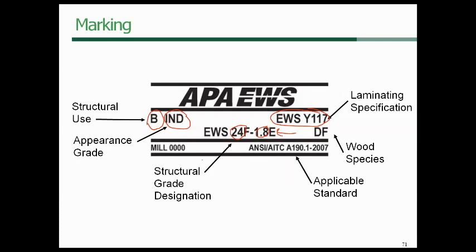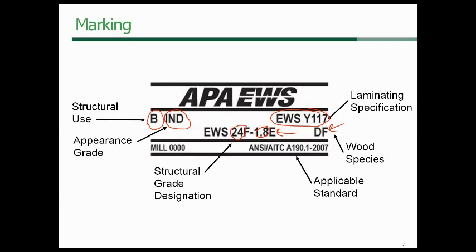The DF is the species, so that's Douglas fir. You can also see SP for southern pine. And then the mill number at the bottom is the mill ID for where it was produced, and the ANSI AITC A190 at the bottom is the production standard. So there's a lot of information contained in one little grade stamp.